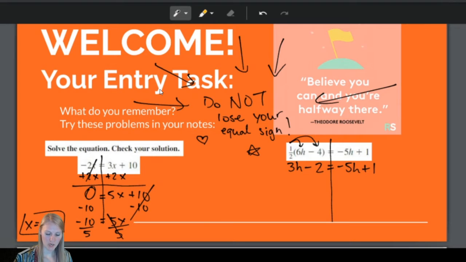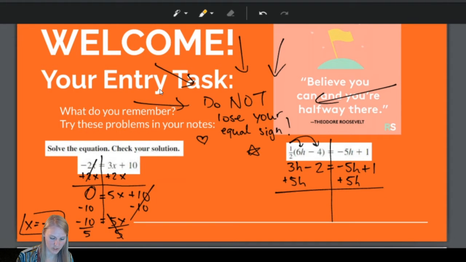Okay. So now, which side do we want? Do we want our h's over here and our numbers over here? You decide. Well, you already did, because you tried these problems without me. But I am going to put my h's over here and my numbers over here, because in order to move this 5h, I need to add 5h to both sides. And that's going to keep the h's positive.